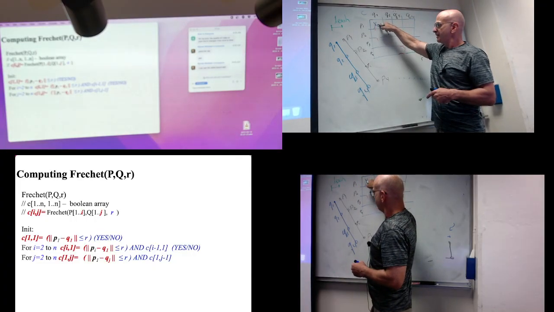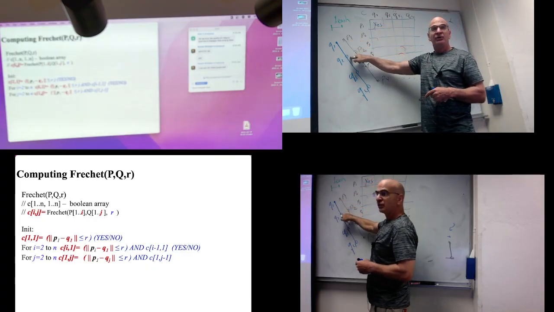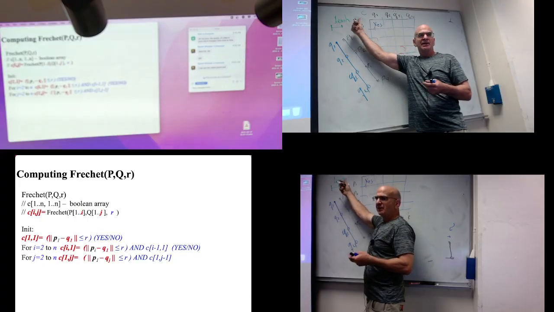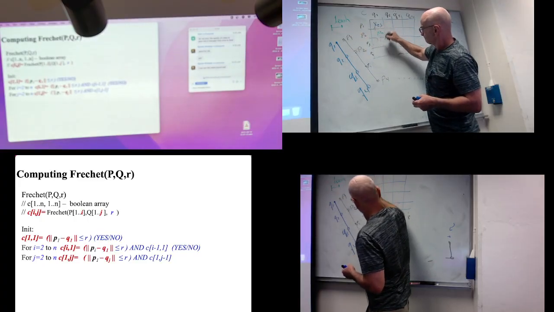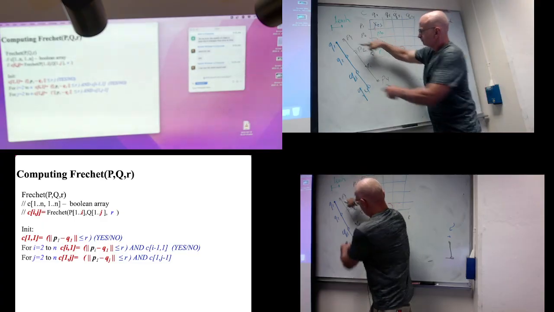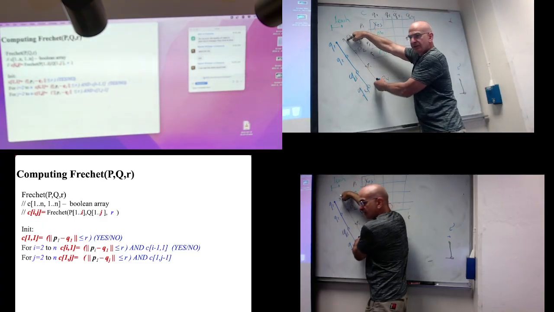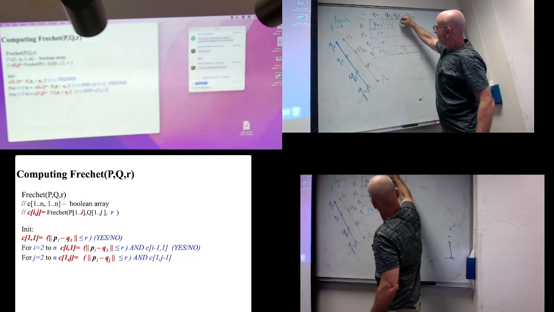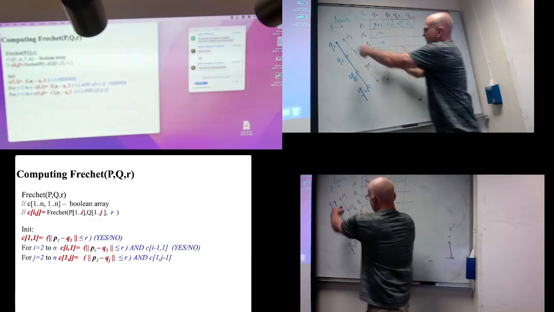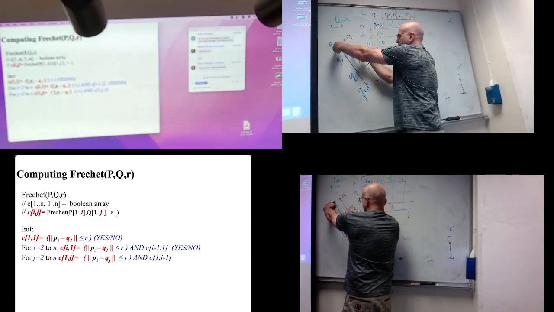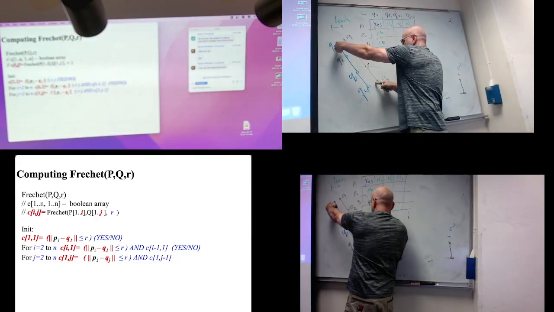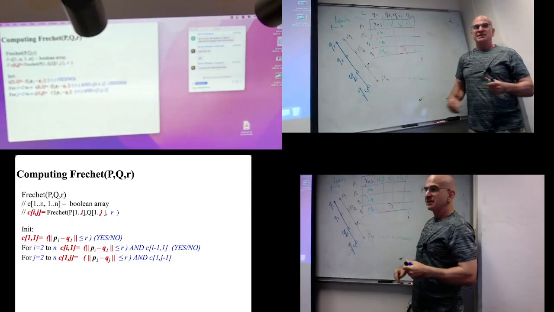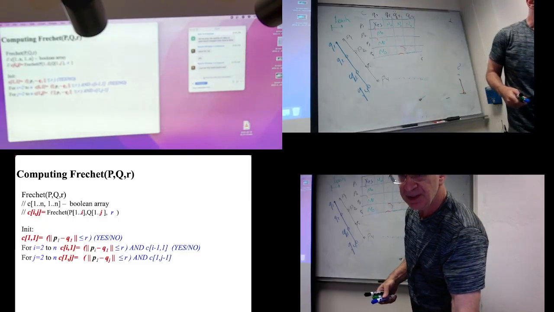I'm still in the initialization. P1 minus Q2, this distance versus this leash: by eye looks like no. Definitely not this one minus this one. So this is yes, and similarly no, no, no. When we are checking the distance from Q1 to P1, P2, P3, P4, it's too long with respect to this leash. So that's what the table looks like after the initialization.